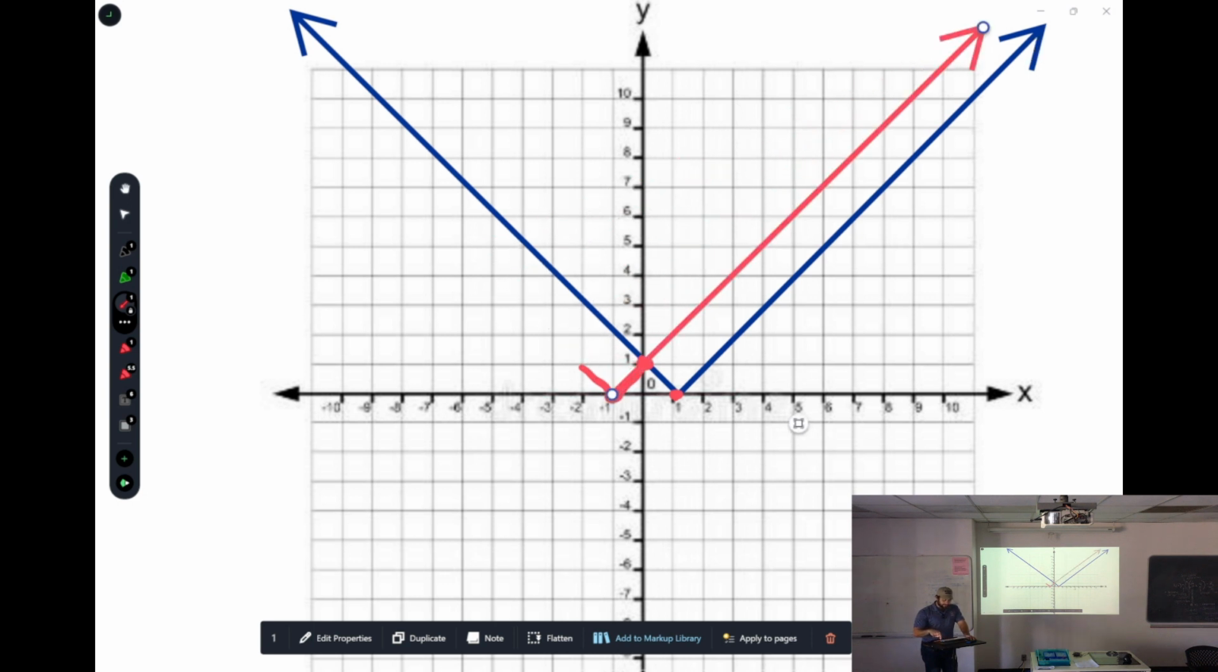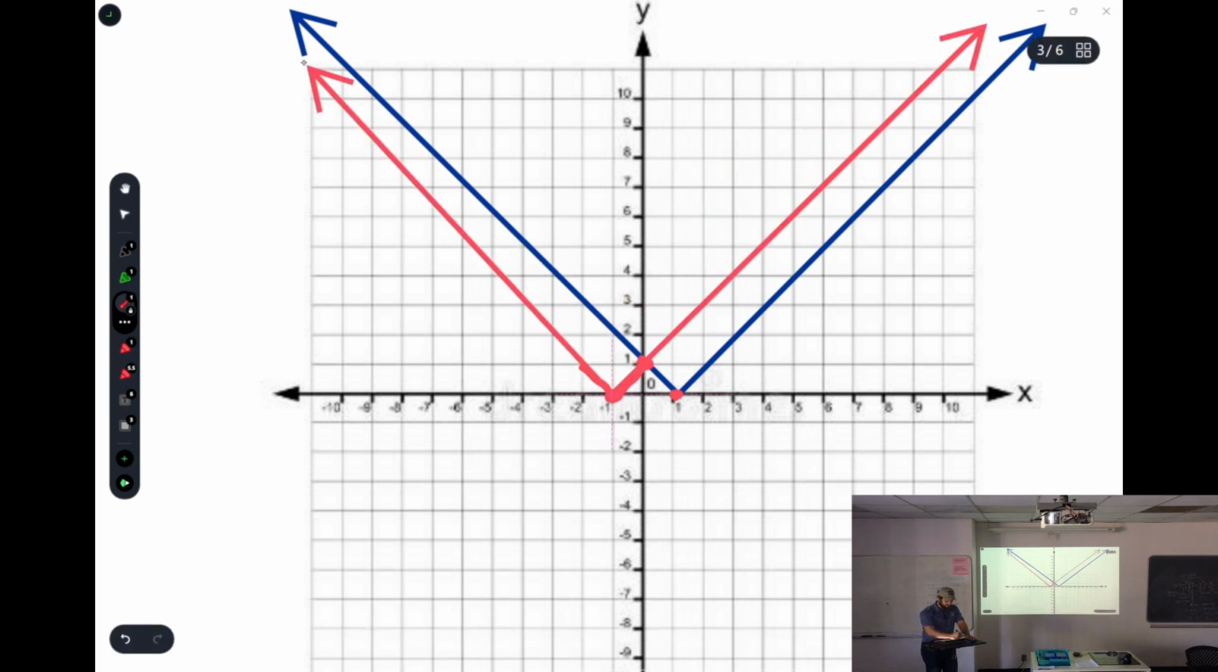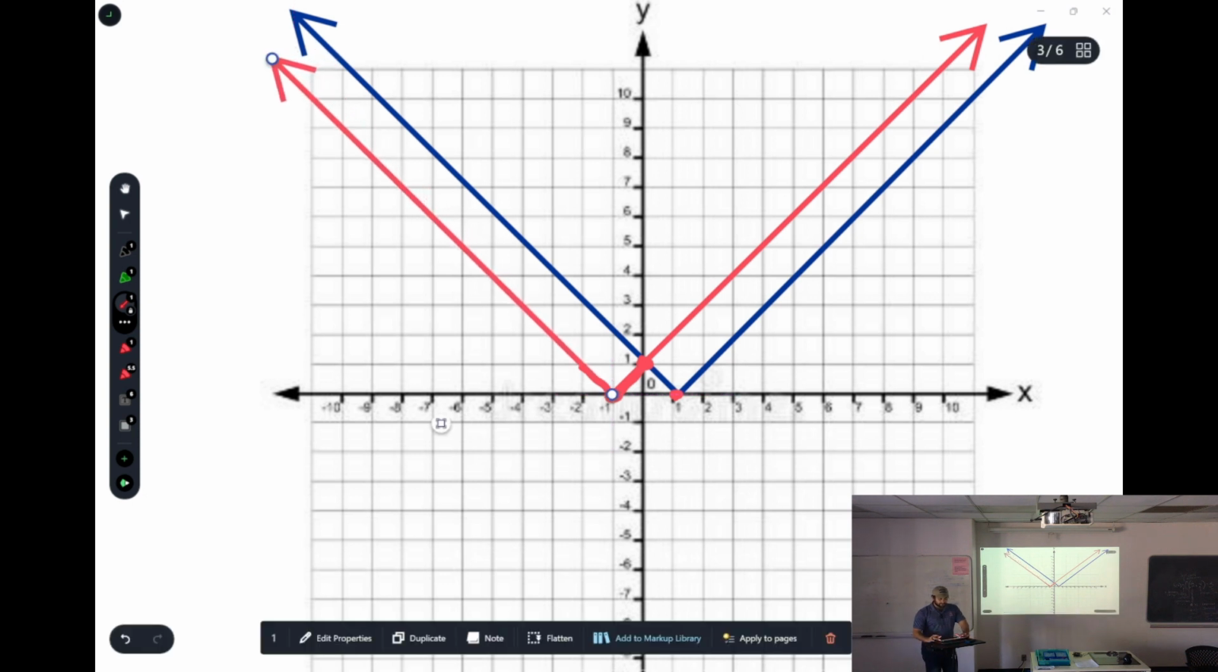Y'all, this is a game changer for the math teaching world. I had no clue I could do this. That's amazing.